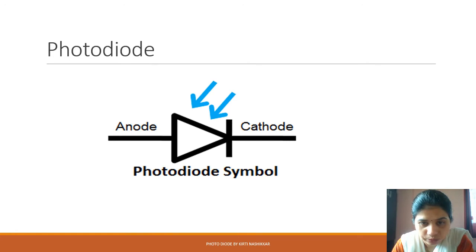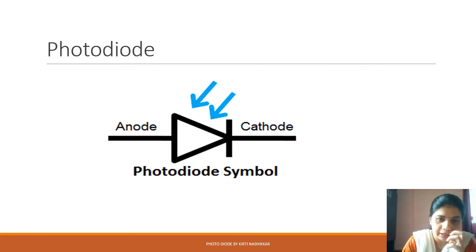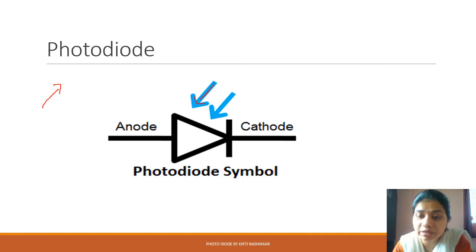So photodiode, this is the symbol of the photodiode. As you can see, it is very similar to that of the LED. The only difference is that here the arrows are inwards, and in the case of LED they were outwards, because the LED emits light and the photodiode absorbs the light. So that's why the arrows point outward for the LED and inward for the photodiode.